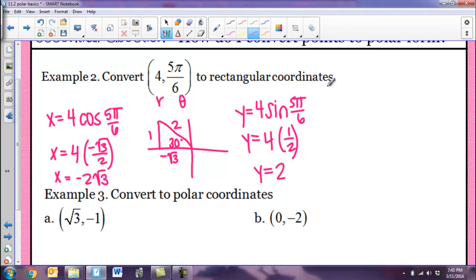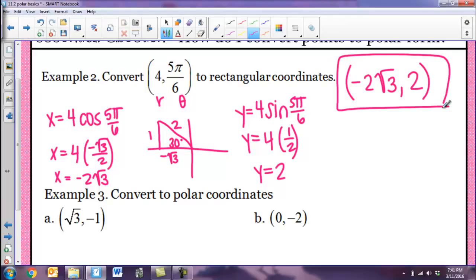So into rectangular coordinates, into an x comma y that I'd be used to graphing, would be negative 2 root 3 comma 2. So again, that's very similar to the vector operations that we were doing a couple weeks ago. Just remember, x goes with cosine, y goes with sine.